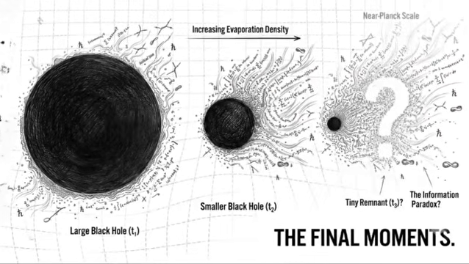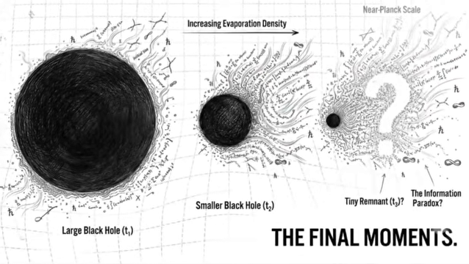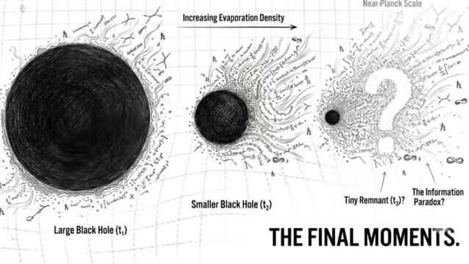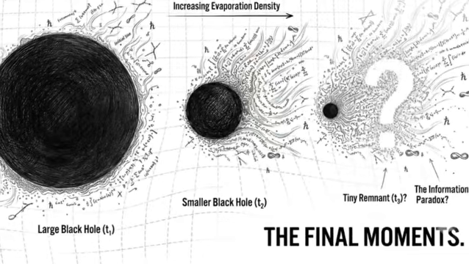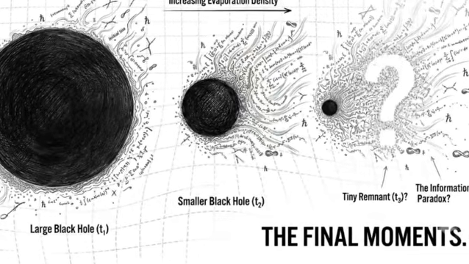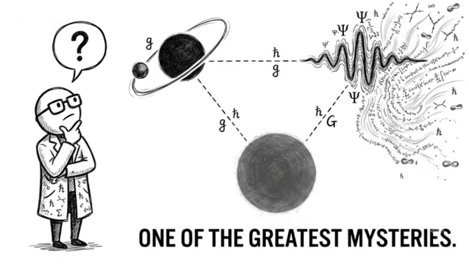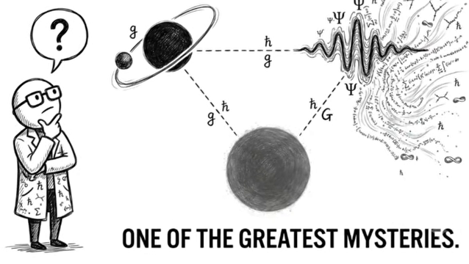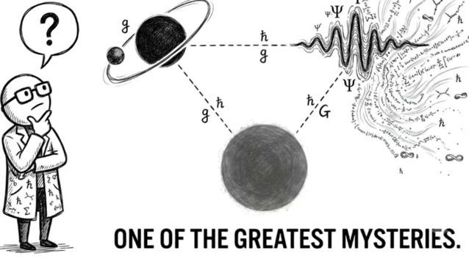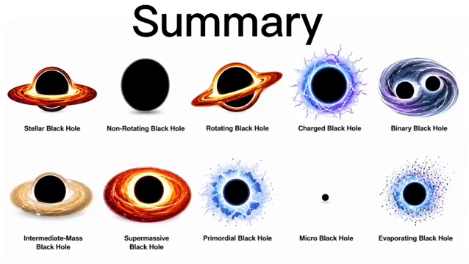As the black hole shrinks, the radiation becomes stronger until it eventually disappears completely, although scientists are still investigating exactly what happens in the final moments. This possible ending connects gravity, quantum physics, and the ultimate fate of black holes in one of the greatest unsolved problems in modern science.